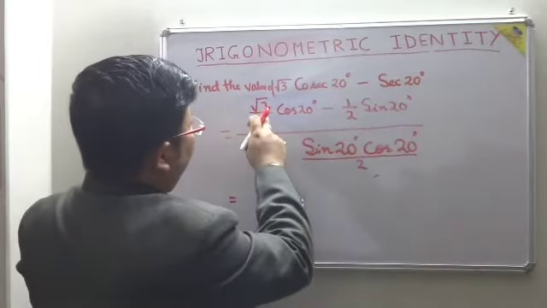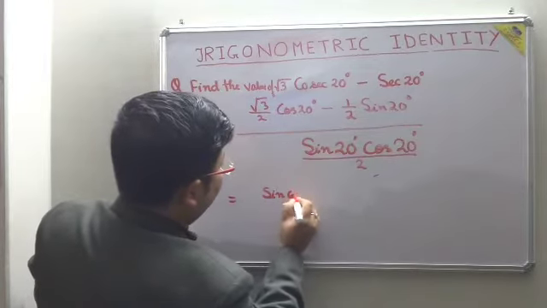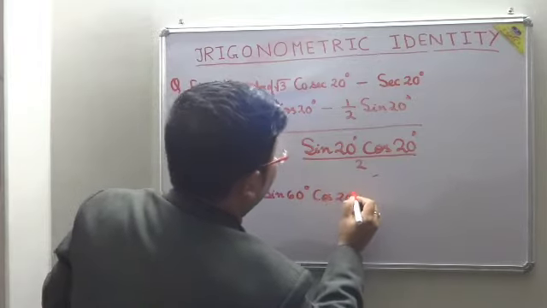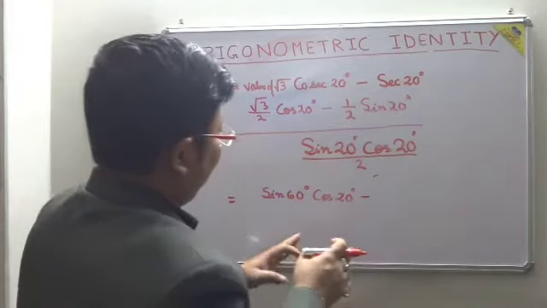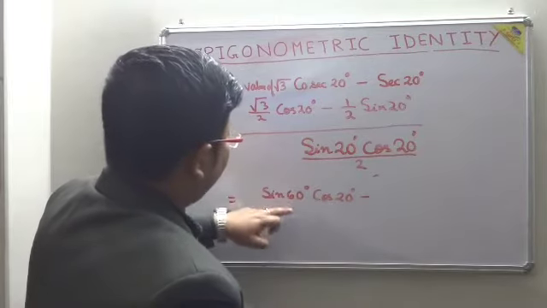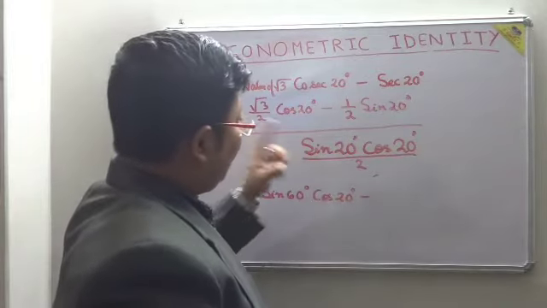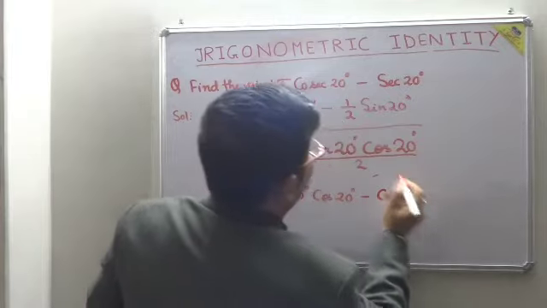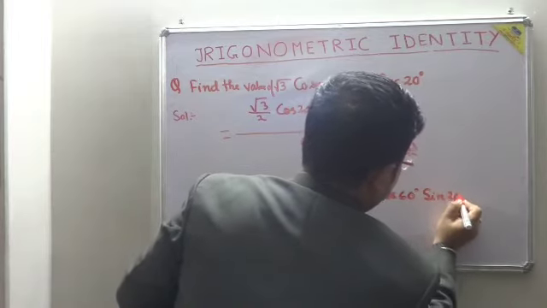Here we can write root 3 by 2 as sin 60 degree, and cos 20 degree minus, I am trying to make the formula sin A minus B. Because root 3 by 2 means sin 60, I am writing here sin 60 cos 20. And half is cos 60, so cos 60 sin 20.